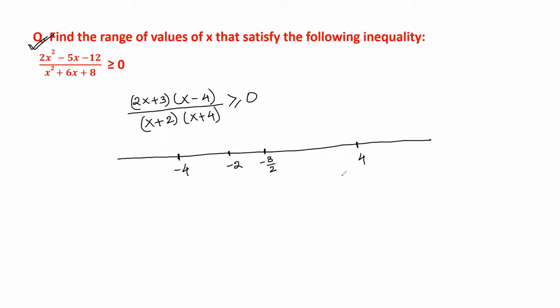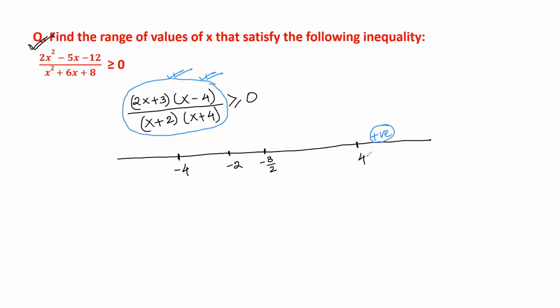Now let us take a random point on this number line and see whether this whole expression would be positive or negative. Let us take a point which is greater than 4. If we take a point, say x equal to 5, in that case 2x plus 3 would be positive, x minus 4 would be positive, x plus 2 would be positive, and x plus 4 will also be positive. So we can say that this whole part would be positive. So we can put a positive here.